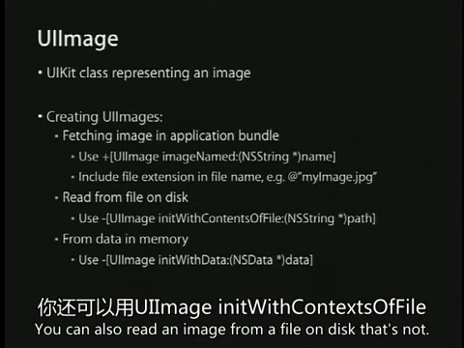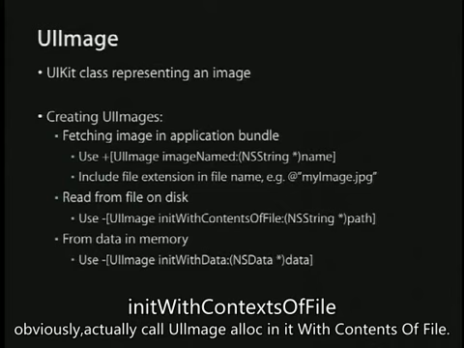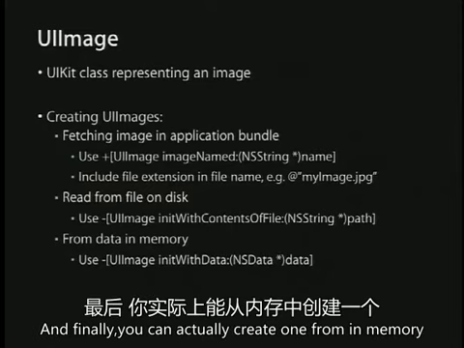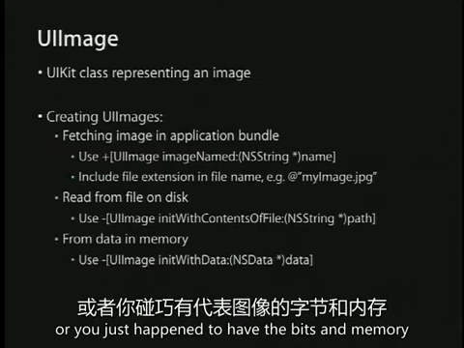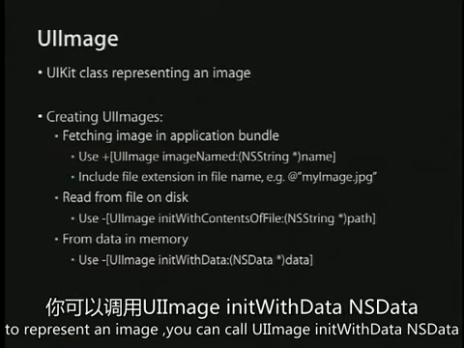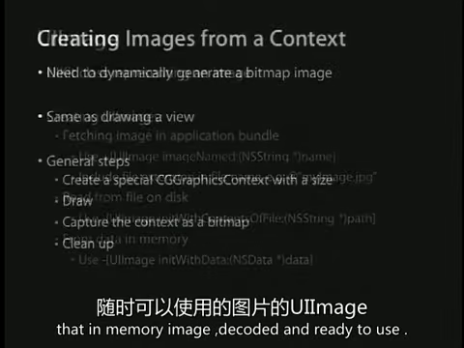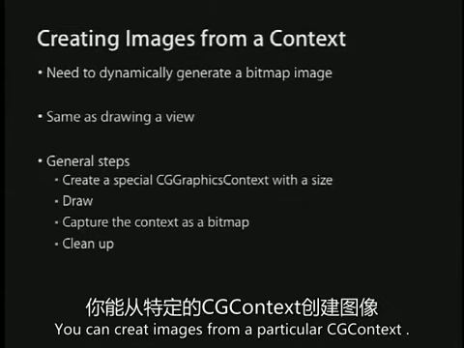You can also read an image from a file on disk that's not in your bundle using UIImage initWithContentsOfFile. Obviously, you actually call UIImage alloc initWithContentsOfFile, and then you pass the path to the image on the disk. And finally, you can actually create one from memory. So if you've downloaded something off the internet or you just happen to have the bits in memory to represent an image, you can call UIImage initWithData with an NSData, and that'll give you back a UIImage representing that in-memory image, decoded and ready to use. So even if you had a JPEG in memory, it'll decode it for you.